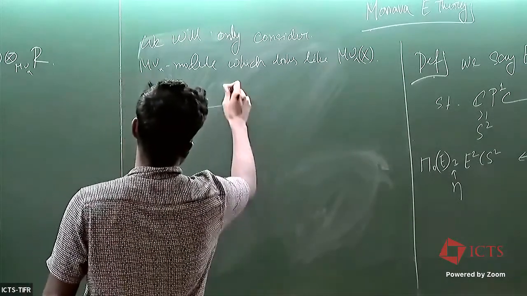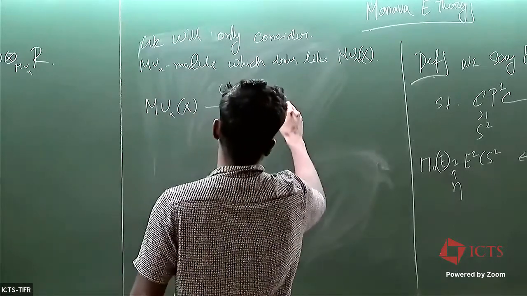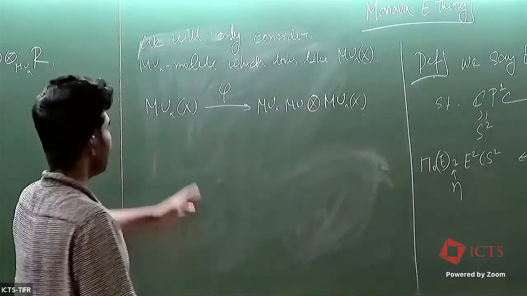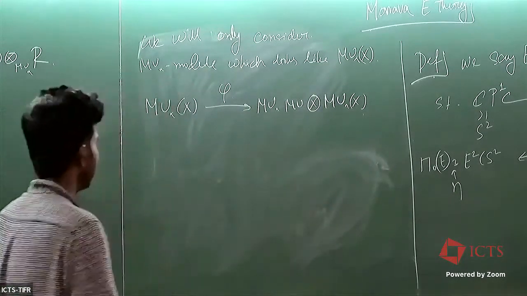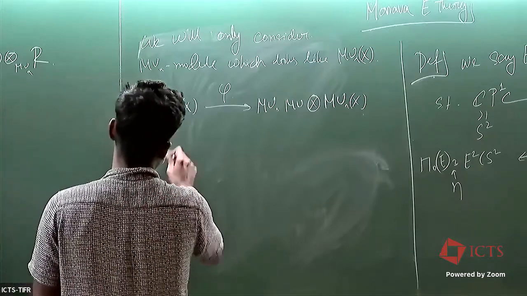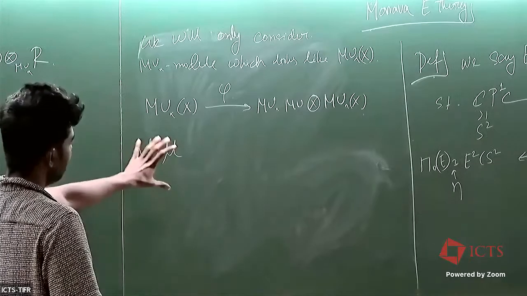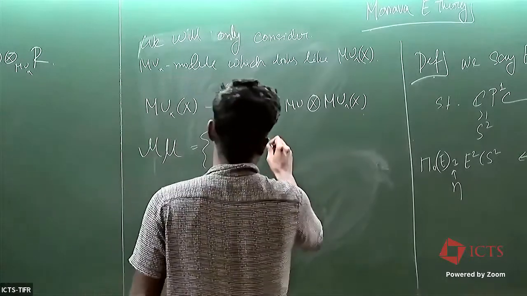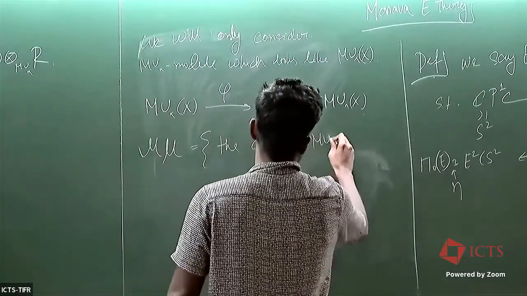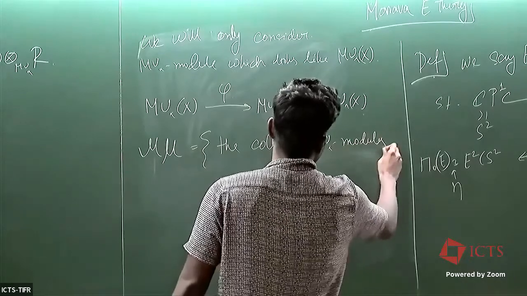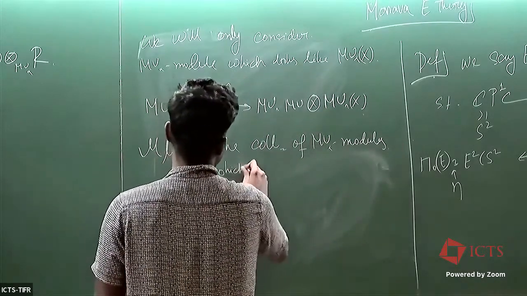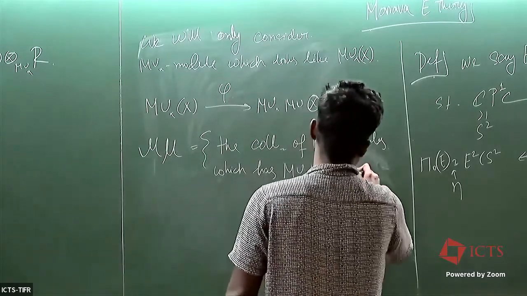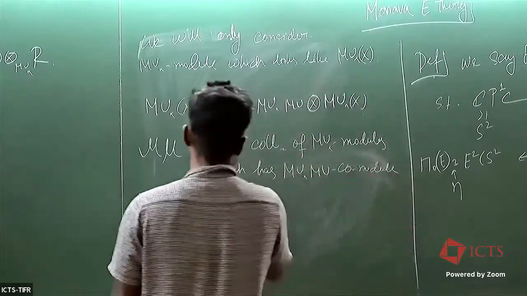So mu star x maps to mu star mu tensor with mu star of x. So it has a comodule structure. It has a mu star mu comodule structure. So now I define my category. This is a subcategory of mu star modules, the collection of mu star modules which have mu star mu comodule structure.